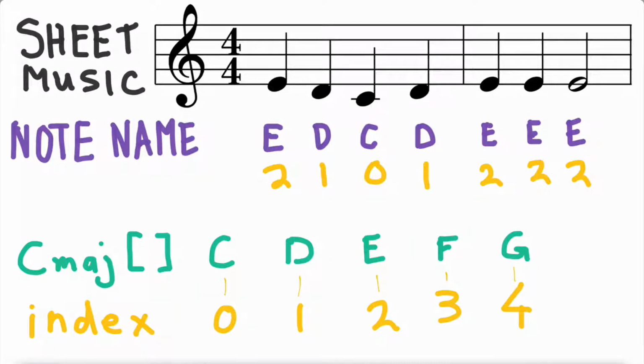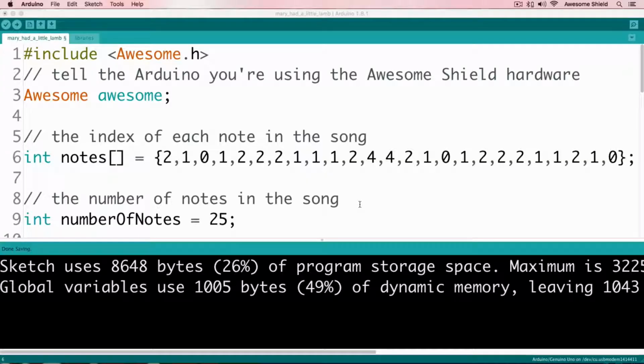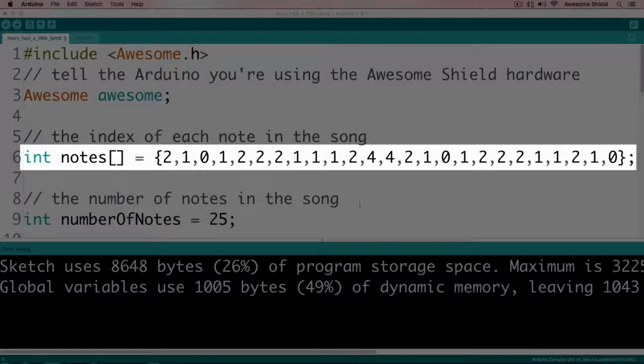Okay, now that we've learned about for loops, let's go back to our Mary Had a Little Lamb sketch. Remember how we wrote down the index for each note in the song? Well, I have taken all of those indexes and put them into this array which I've called notes. So this array called notes has the index of every note in the song Mary Had a Little Lamb from the first one to the last one.